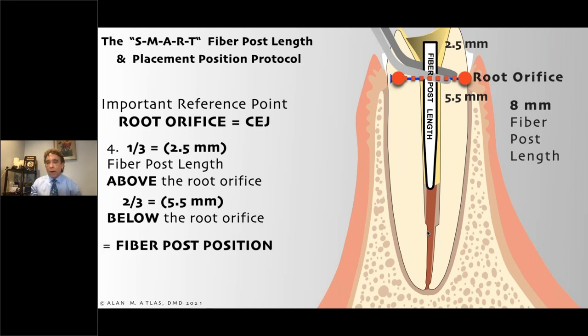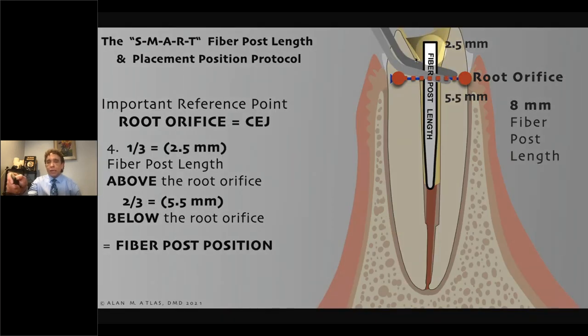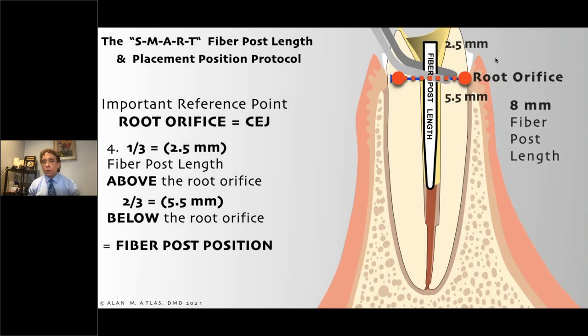The greatest part about this is that this post is already going to be in the proper position that it needs to be covered by the core material. I no longer will have to touch that post. Every time you touch that post during preparation, it weakens the bond to the dentin and to the cement. So you can see there are many advantages, and again, you're going to see the overall perspective of this in a few minutes. So I'm moving it up 2.5. That gives me the exact measurement.